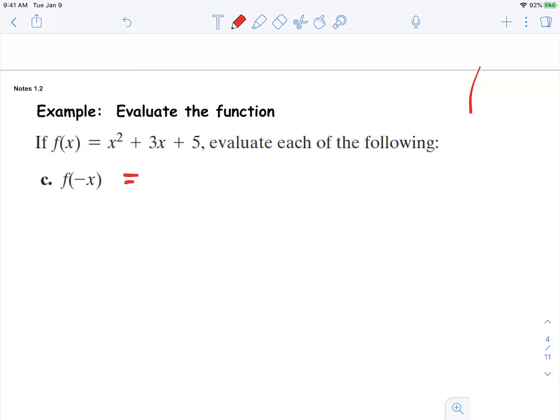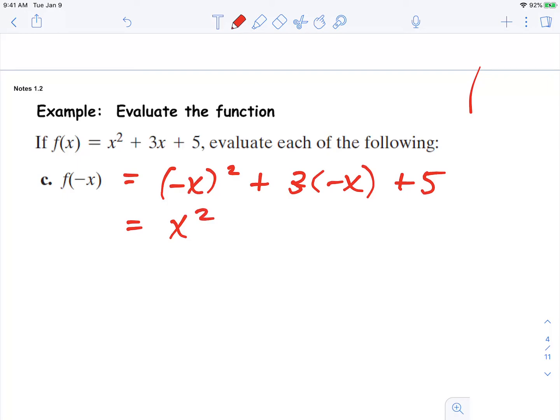The next, evaluating for a function, we're going to evaluate for negative x. So negative x times negative x is positive x squared. 3 times negative x, negative 3x. And what we get is a new algebraic expression.